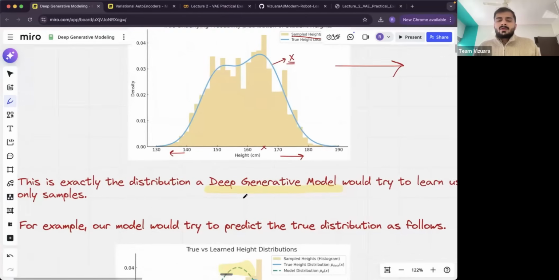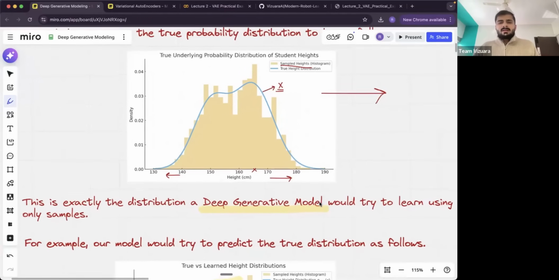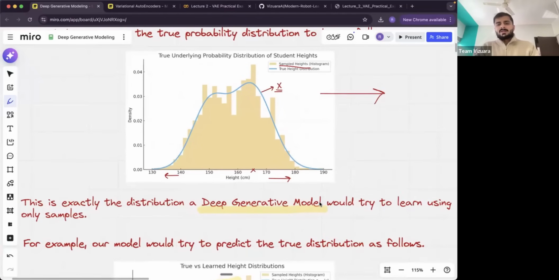Now, this is exactly what a deep generative model will try to learn. The objective, which will keep repeating in this lecture, is to develop a model which can predict a probability distribution. So far, in your machine learning courses, all the examples you have seen, supervised or unsupervised learning, predict an output given an input. You don't predict a probability distribution.